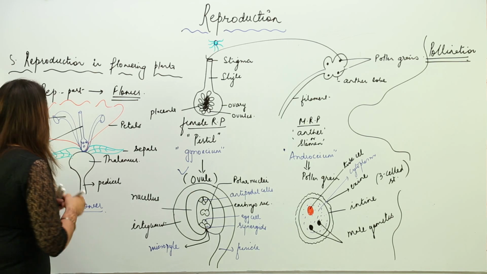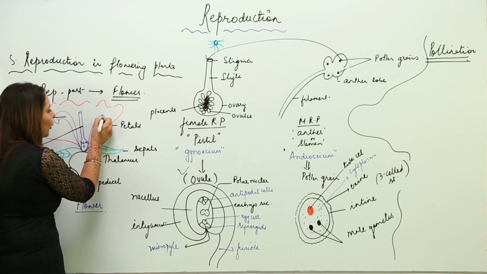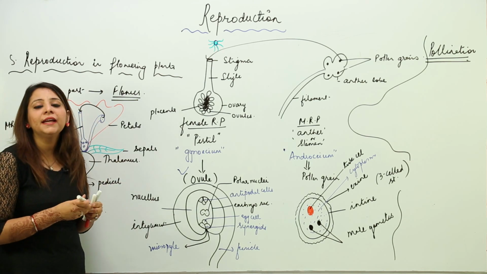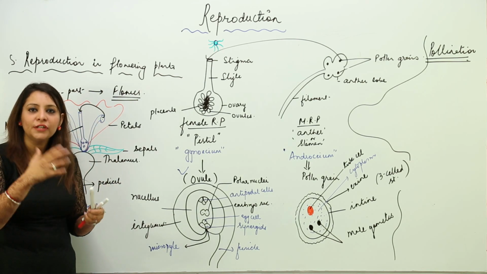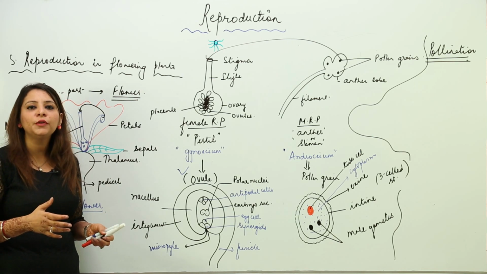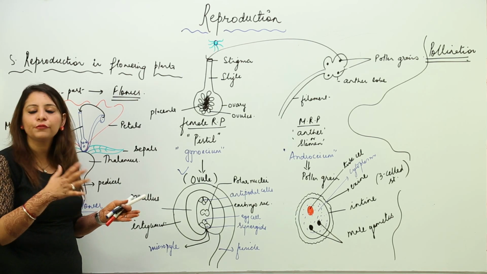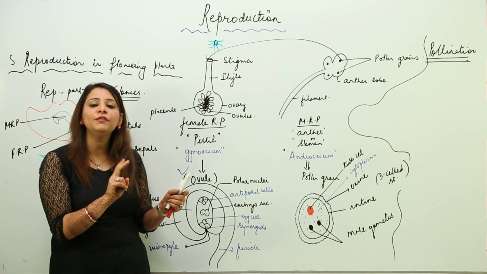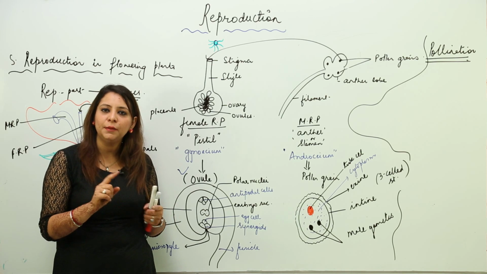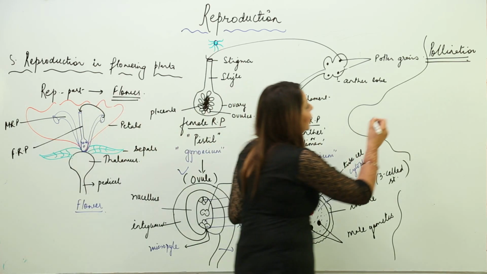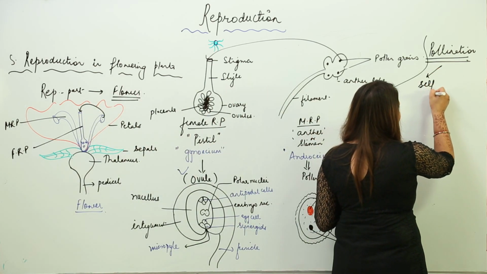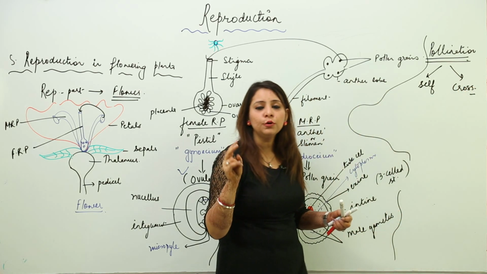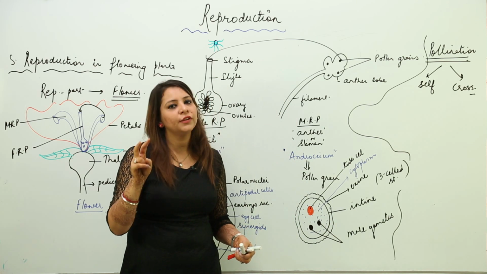And you know that pollination is the transfer of pollen from the anther to the stigma of the flower. It can be of the same flower, it can happen between the flowers of the same plant, or it may happen between the flower of one plant and the flower of another plant. So either pollination can take place, can be self also, and it can be cross also. It can be self, that means in the same flower, and it can be cross, that means between two flowers of the same plant or two flowers of different plants.